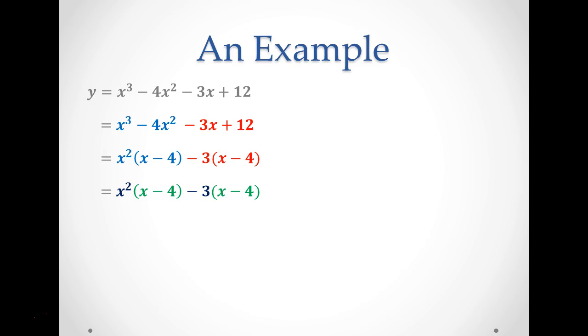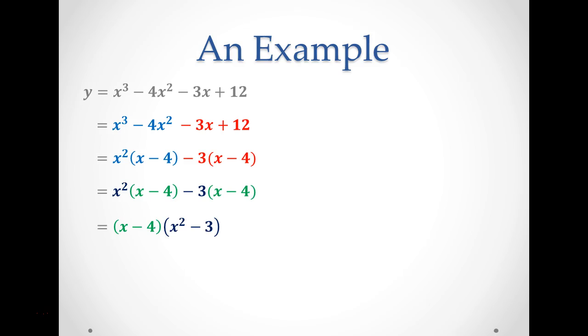Next, I identify the factor that is common between the two groups. The factor that is common between the two groups is x minus 4. And so I factor that out. If x squared can be multiplied by x minus 4 and also negative 3 is multiplied by x minus 4, then I can factor it out of both terms, and that is exactly what I do. And I end up with x minus 4 times x squared minus 3. Those are the factors of the cubic function that we started with.